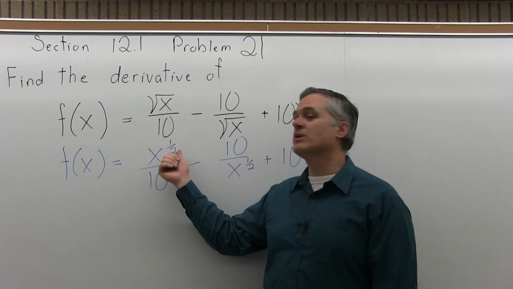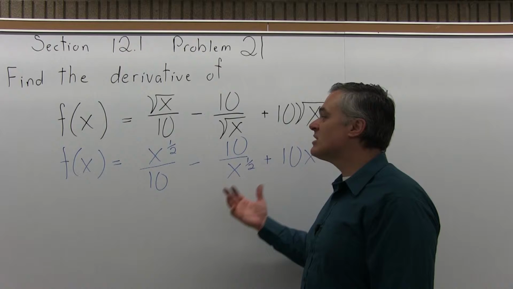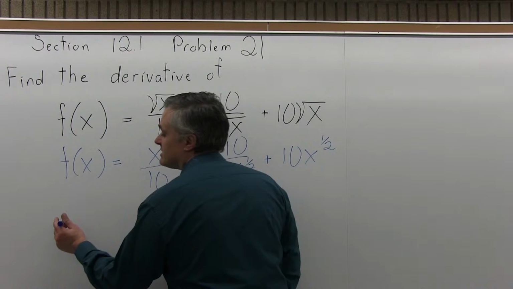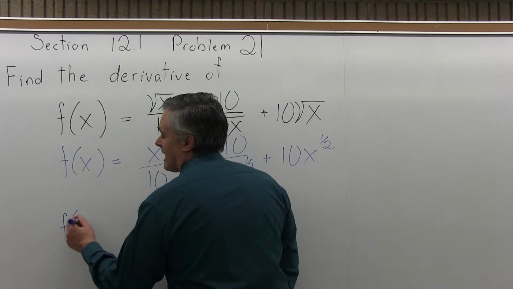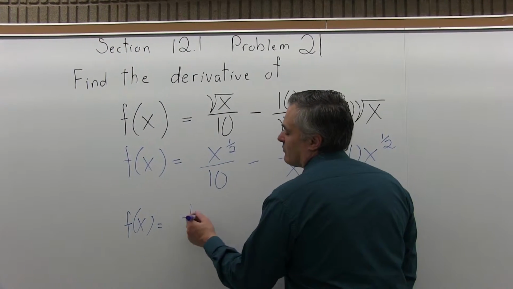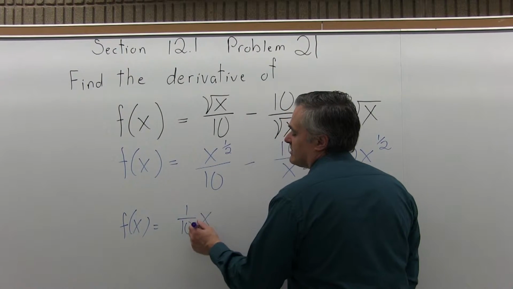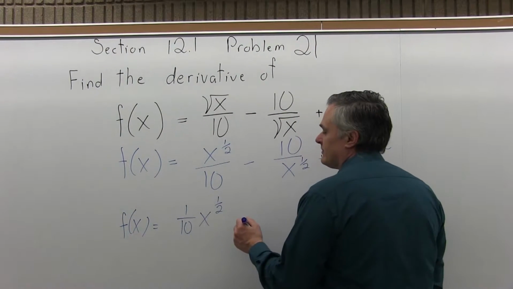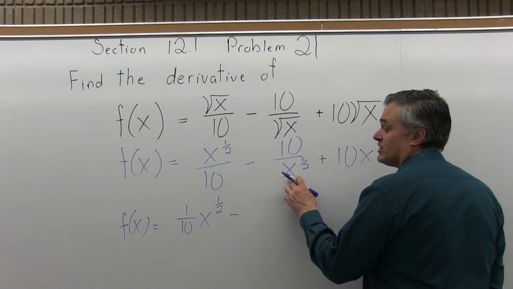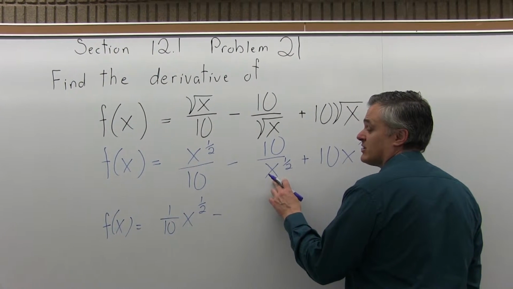Now I have a variable with an exponent. Let me even clean it up a little bit more before I do f prime of x. So again, this is still f of x. F of x equals the x to the 1/2 over 10. I can write that really as 1/10 times x to the 1/2 minus the piece in the middle has a variable in the denominator. I have 10 over x to the 1/2.